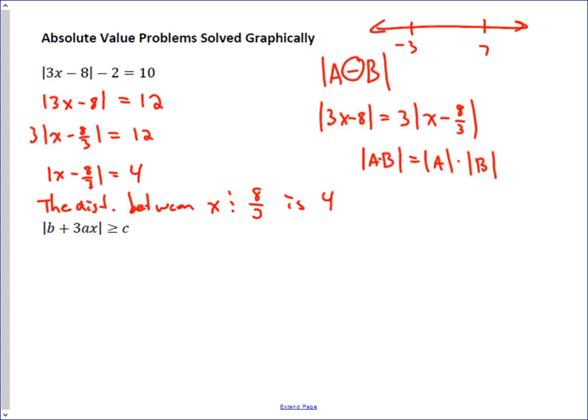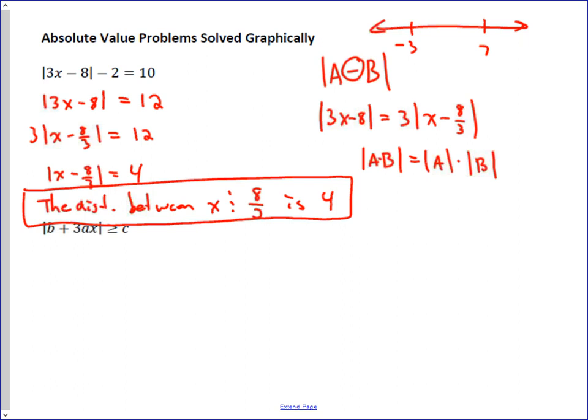But what I want you to be able to do is write out this statement, which is the distance between x and 8/3 is 4. Those are the solutions to this absolute value equation. Now, if it's an inequality like this problem, then your distance between the two things is going to be greater than c. Now you might say, well, why is a c in there? And that's because we are going to do this just in a general case.